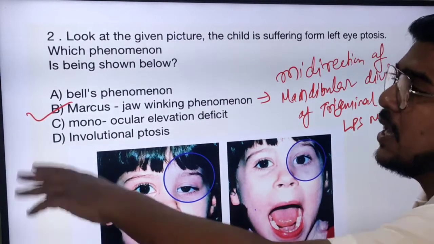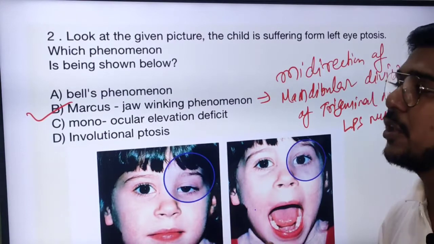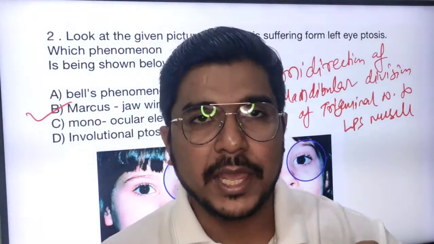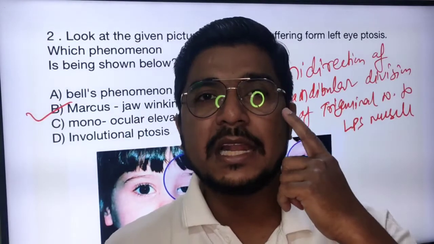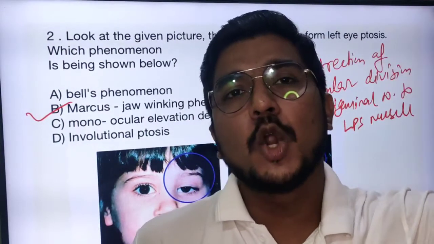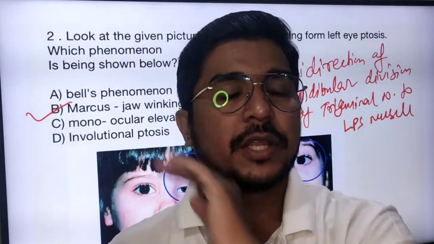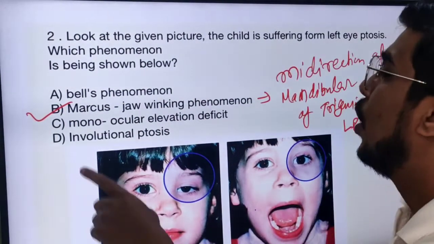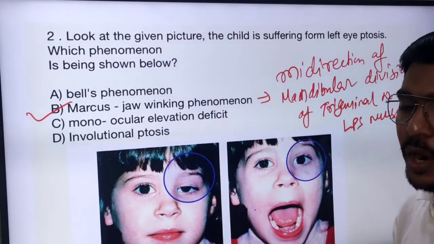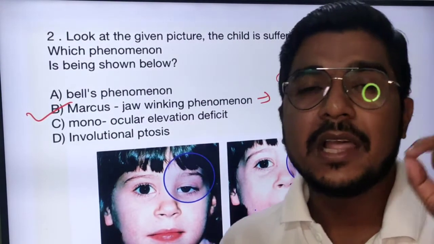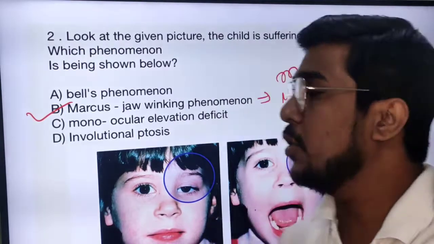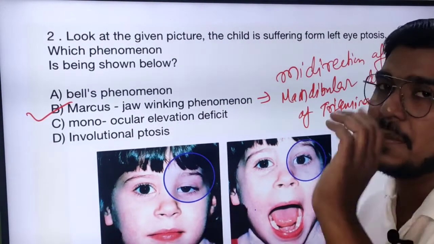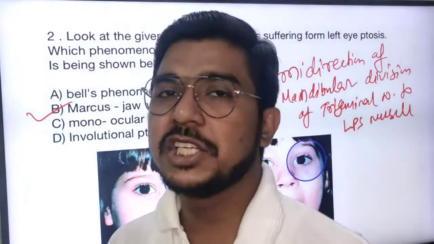Now option A is Bell's phenomenon. You should also know about this. Simply, when you try to close your eye, the eyeball moves upward and outward in this direction. This phenomenon is called Bell's phenomenon. This is normal. Monocular elevation deficit: sometimes the elevation deficit is there along with the ptosis. So this condition is called monocular elevation deficit, maybe because of inferior rectus overaction.